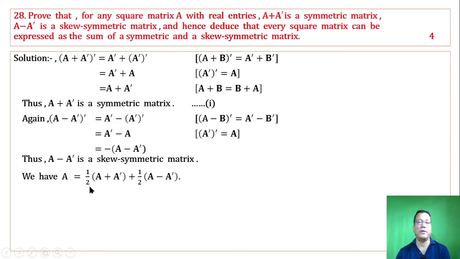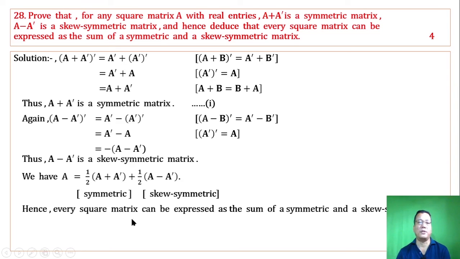We have A can be expressed as half of A plus A transpose plus half of A minus A transpose. The first is symmetric, the second is skew symmetric. Hence, every square matrix can be expressed as the sum of a symmetric and a skew symmetric matrix. Hence proved.